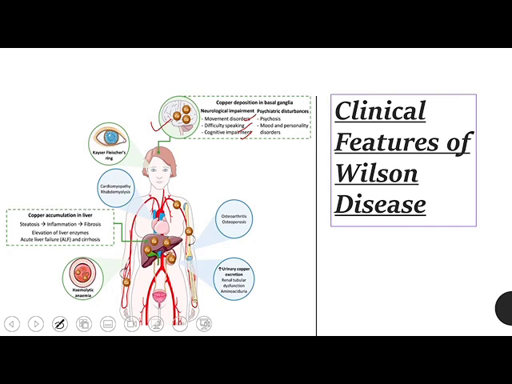And even if there is the accumulation of the copper in the eye, in the cornea of the eye, then there will be the formation of the Kayser-Fleischer ring. Here we can see there is a brown colored ring which is due to the copper deposition. This is called the Kayser-Fleischer ring.